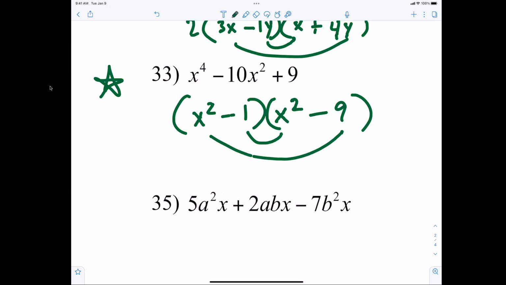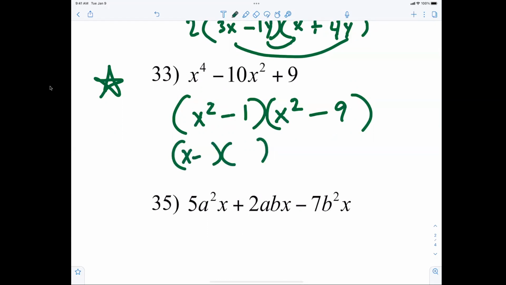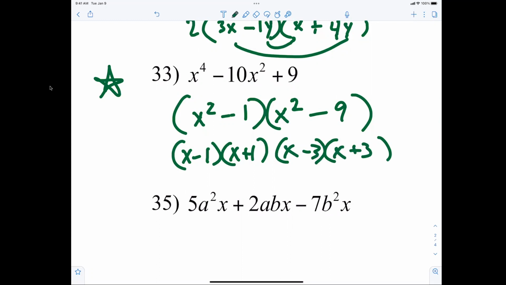Now the problem here is what can I do to x squared minus 1? X minus 1 and x plus 1. Beautiful. Now what do I do with x squared minus 9? You can do x minus 3 and x plus 2. You are amazing. That is correct.